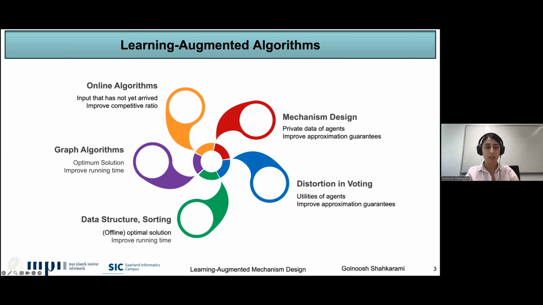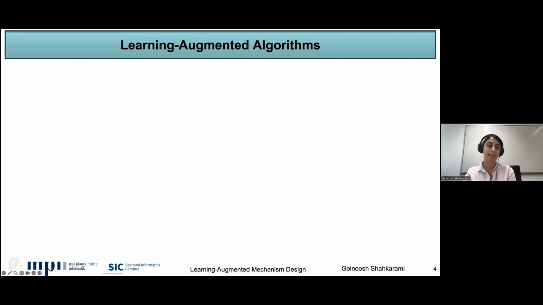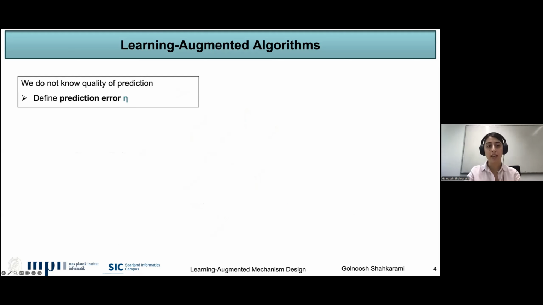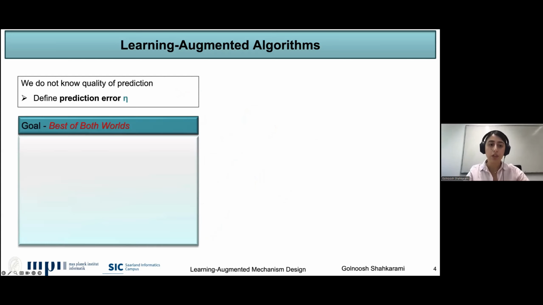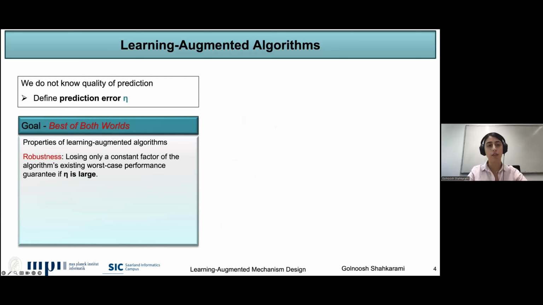Well, now that we saw some examples, let me formalize the setting. In this setting, we have a set of predictions, but we do not know the quality of these predictions. This is a key point of this area. Therefore, we need to define a prediction error. We call it eta here. And we are looking for three main properties for these algorithms. First, as I said, we want to be robust, which means that we want to lose only a constant factor if our prediction is so bad.